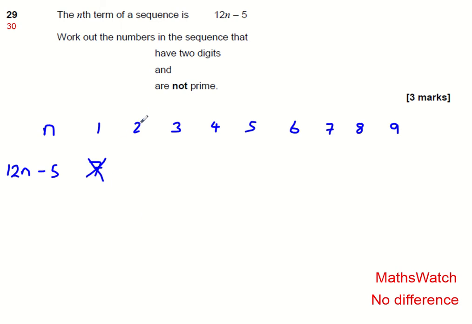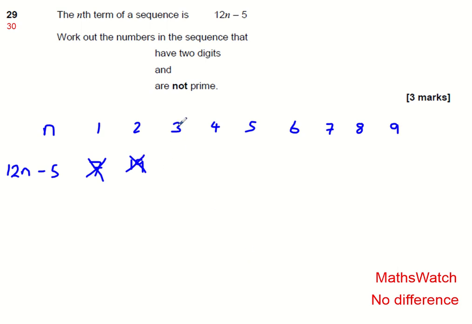If I put n as 2, 12 times 2 is 24, minus 5 is 19. 19 has 2 digits, but 19 is also a prime number, and we want numbers that are not prime. I'm going to eliminate 19.